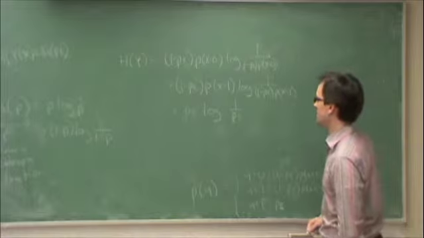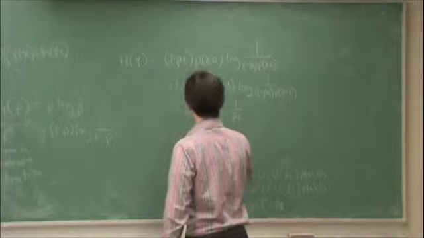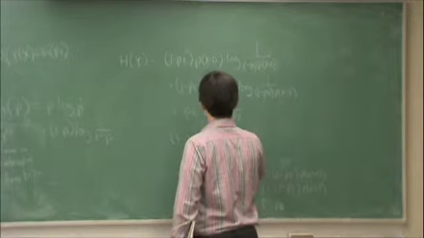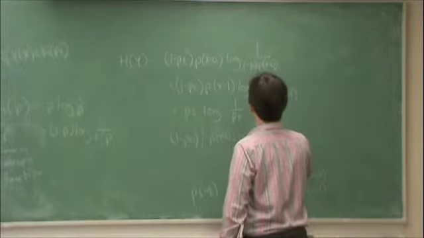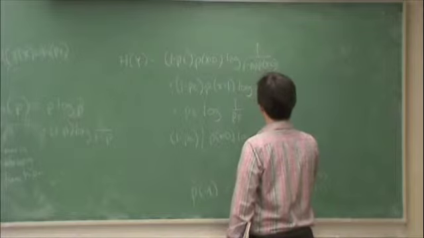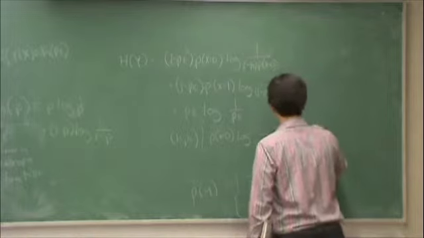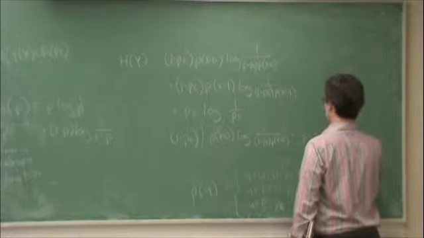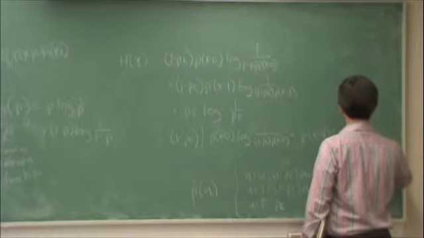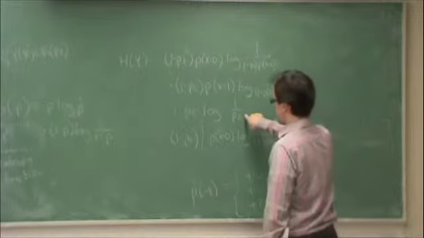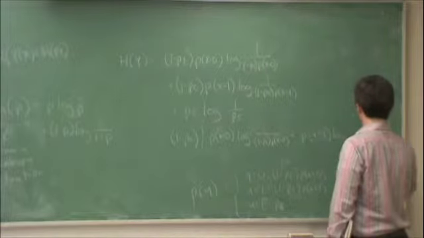Okay, so we can simplify. Let's take out 1 minus PE. So I have P x equals 0 log 1 over 1 minus PE, P x equals 0 plus P x equals 1 log 1 over 1 minus PE, P x equals 1, plus that. PE log 1 over PE.